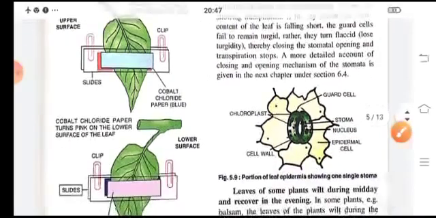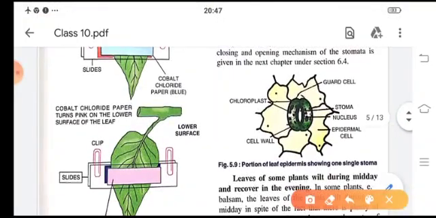So here is the structure of a stomata. These are two guard cells. Of these two guard cells, the outer wall is thin and the inner wall is thick in nature. It also has chloroplast, which helps in the photosynthesis process. It has a nucleus, and when the stomata opens, that means the stoma between the guard cells becomes open, and if it is closed, then the stoma between the guard cells gets closed. So the condition is known as closing of stomata.